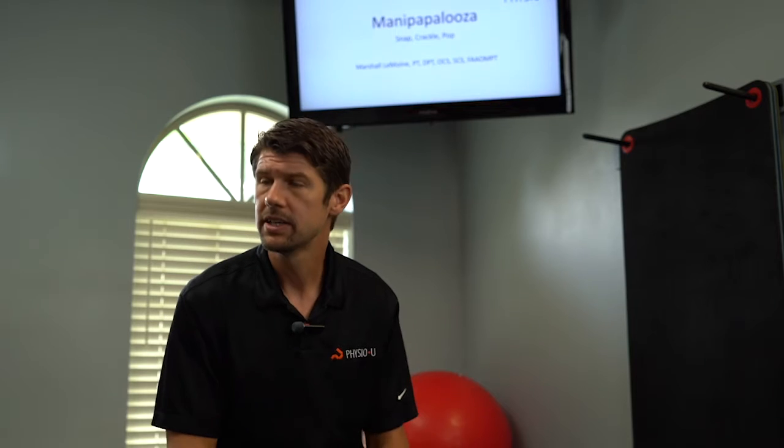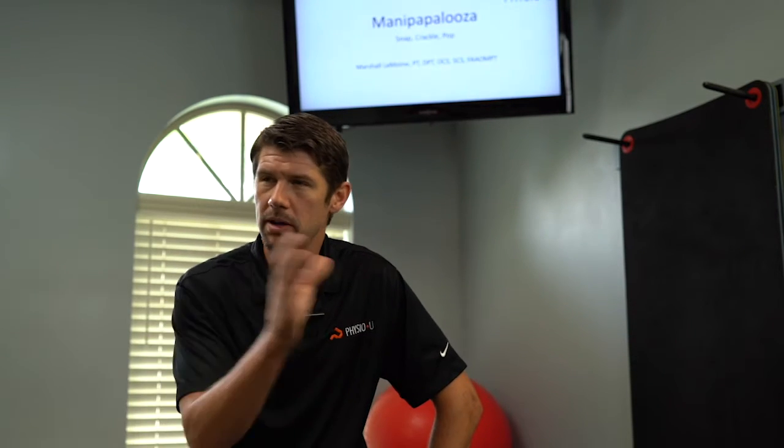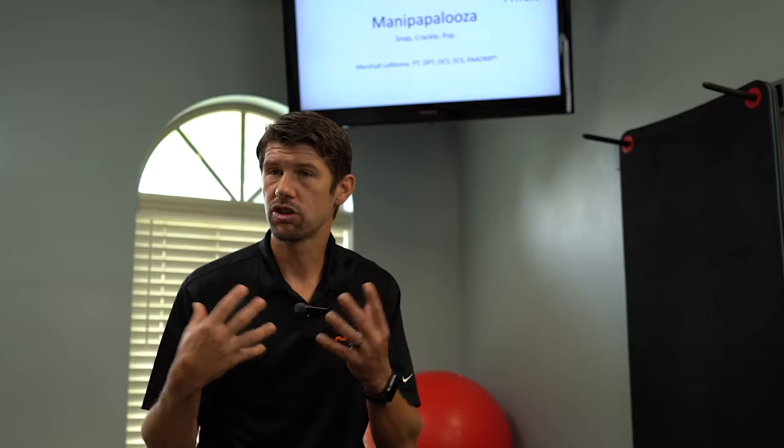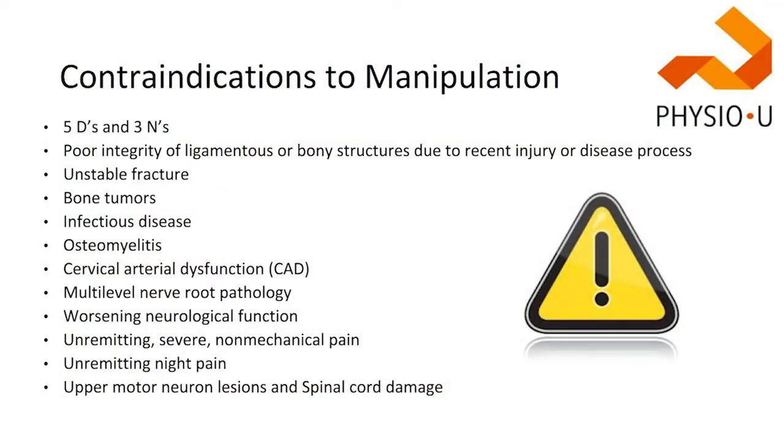So, good question. When doing a manipulation, what are the contraindications? Oh, there can be a lot, right? It depends on what body part you're going to go after. If we think about the cervical spine, which has the most red flags and caution behind it, you want to know about your D's and your N's, right? So think about your 5 Ds, 3 Ns, so nystagmus, all that stuff, diplopia, double vision, drop attacks. Ask about that with patients.